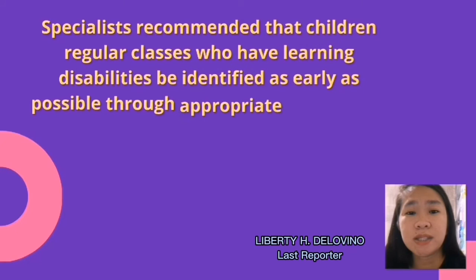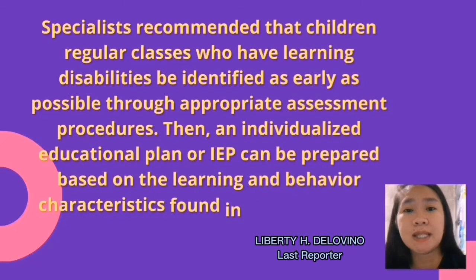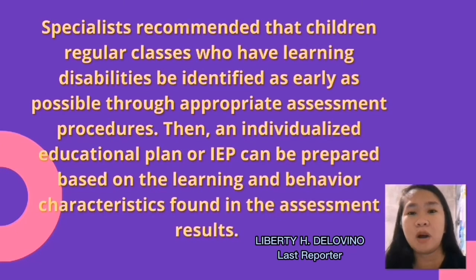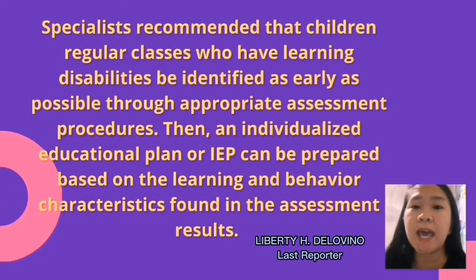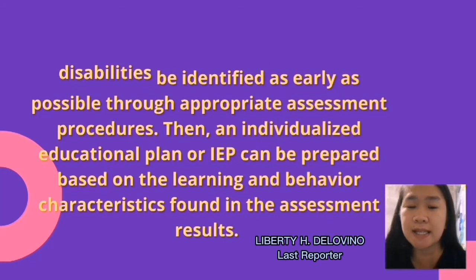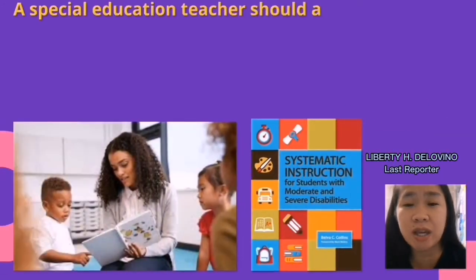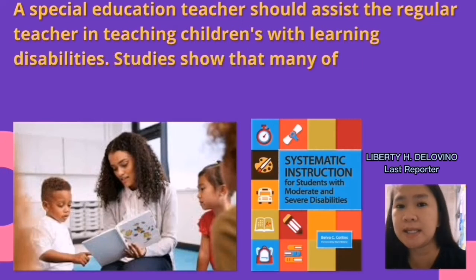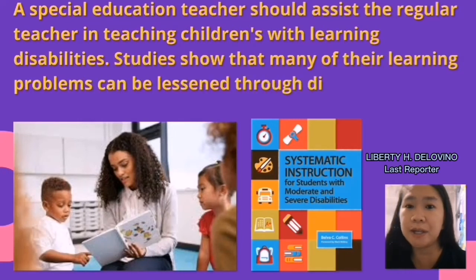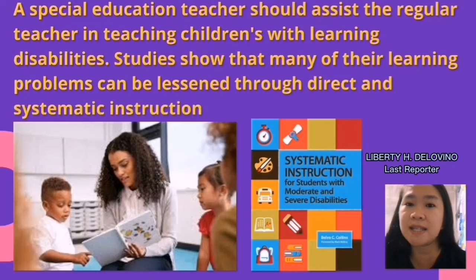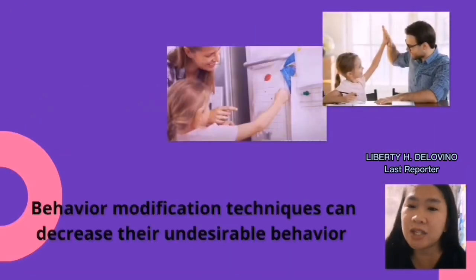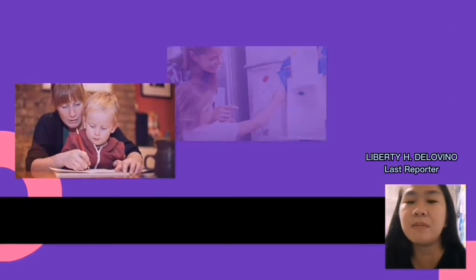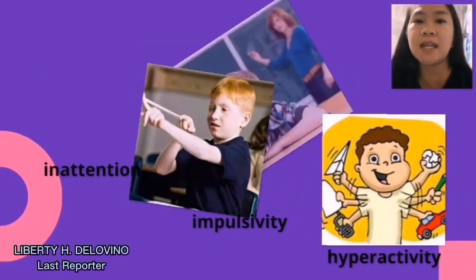Specialists recommend that children in regular classes who have learning disabilities be identified as early as possible through appropriate assessment procedures. Then, an individualized educational plan, or IEP, can be prepared based on the learning and behavioral characteristics found in the assessment results. So, a special education teacher should also assist the regular teacher in teaching children with learning disabilities. Studies show that many of their learning problems can be lessened through direct and systematic instruction. Behavior modification techniques can decrease their undesirable behavior of inattention, impulsivity, and hyperactivity.